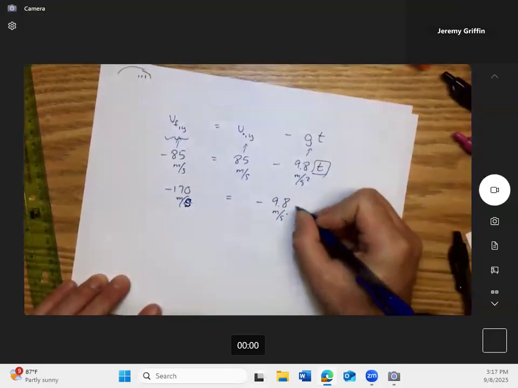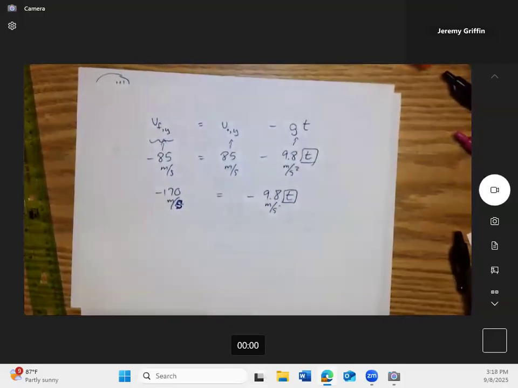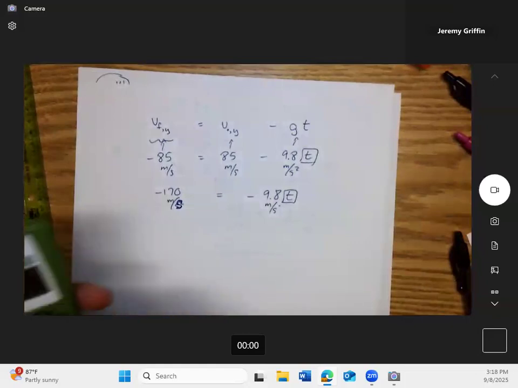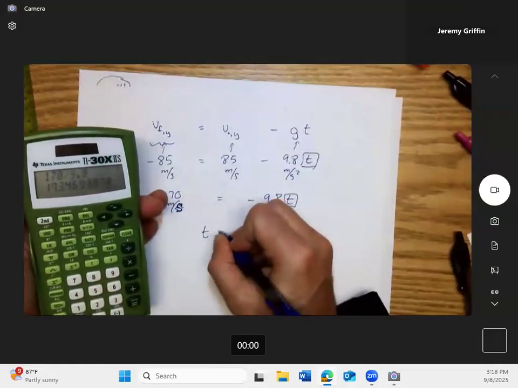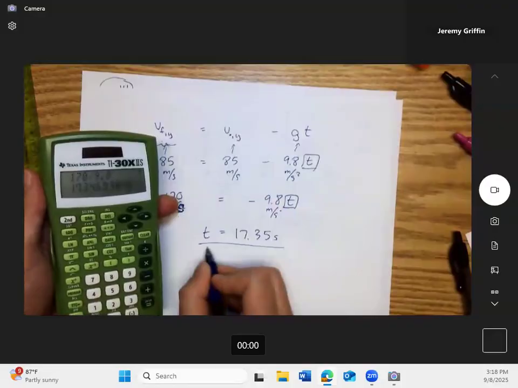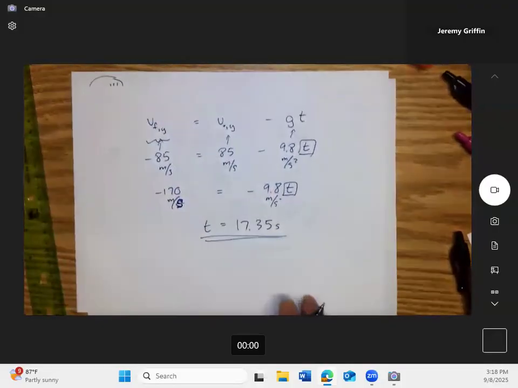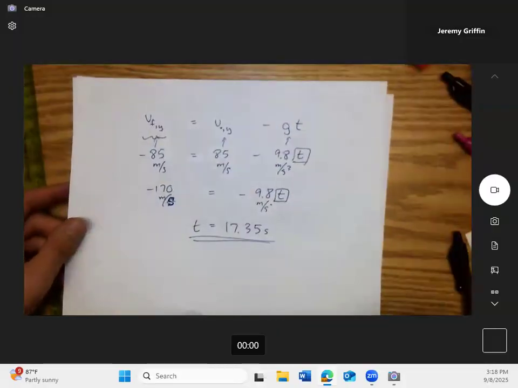So this is meters per second, this is meters per second squared, and I've got t. Divide both sides by negative 9.8. So 170 over 9.8. I get the time of 17.35 seconds. Isn't that exactly what we got before? So there's 17.35, there's 17.35. I see two totally different methods, but they give you the same time.